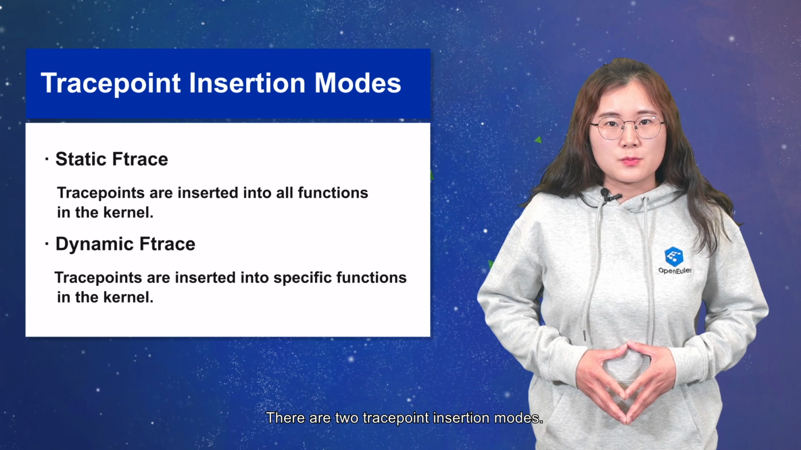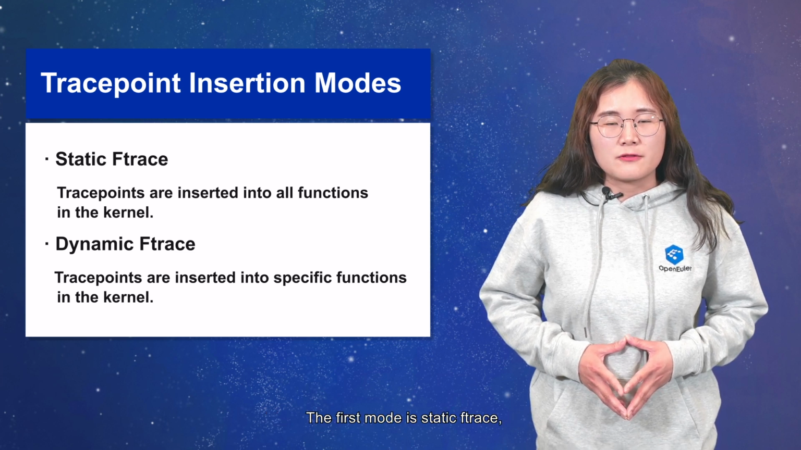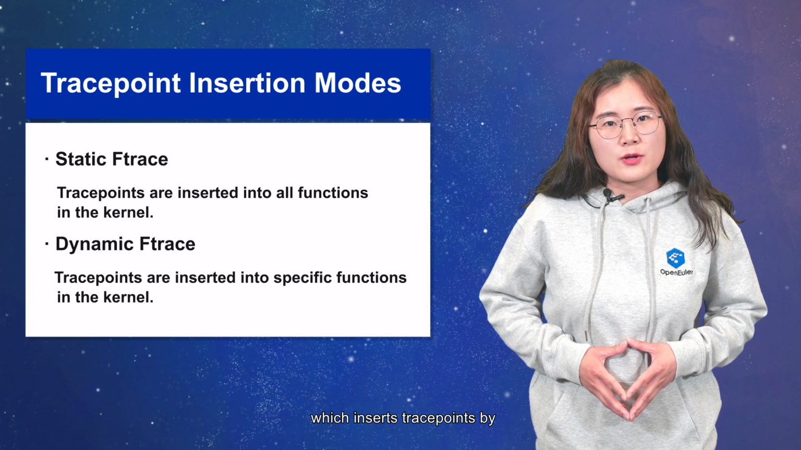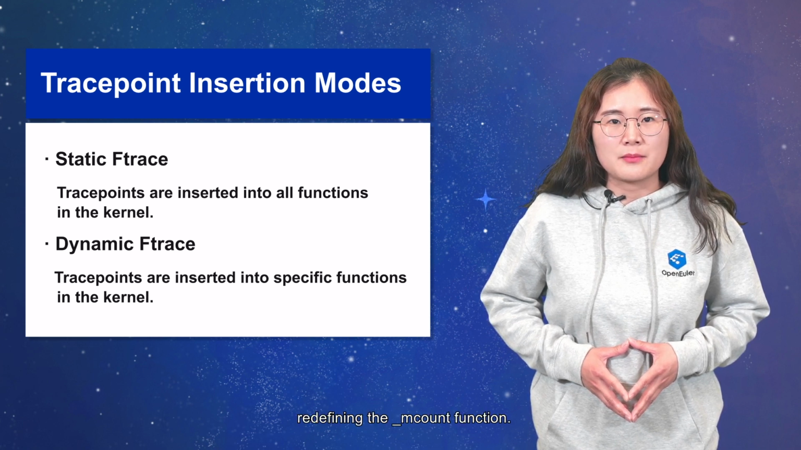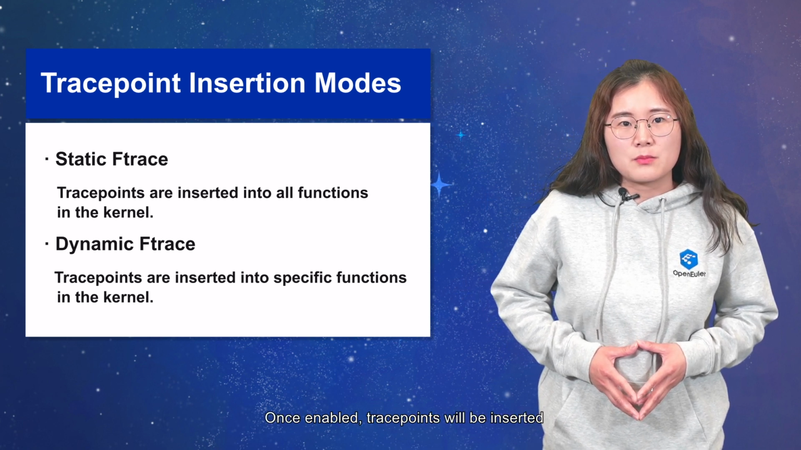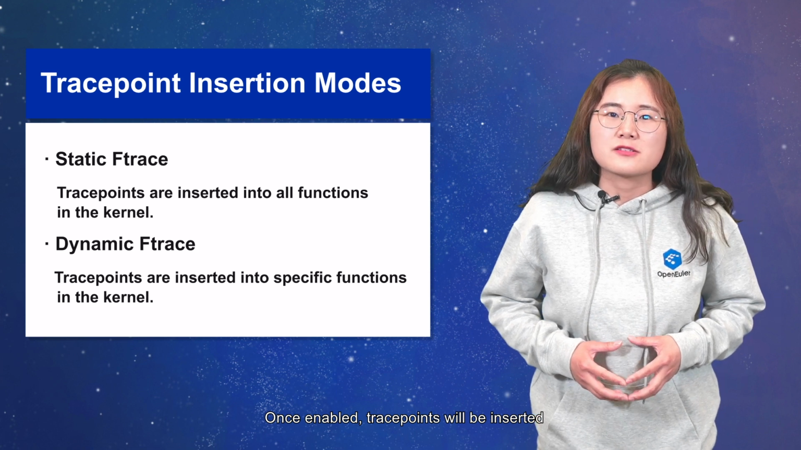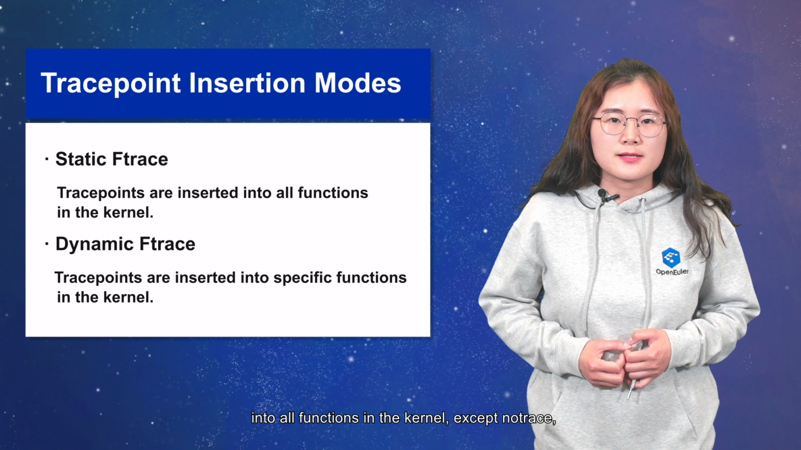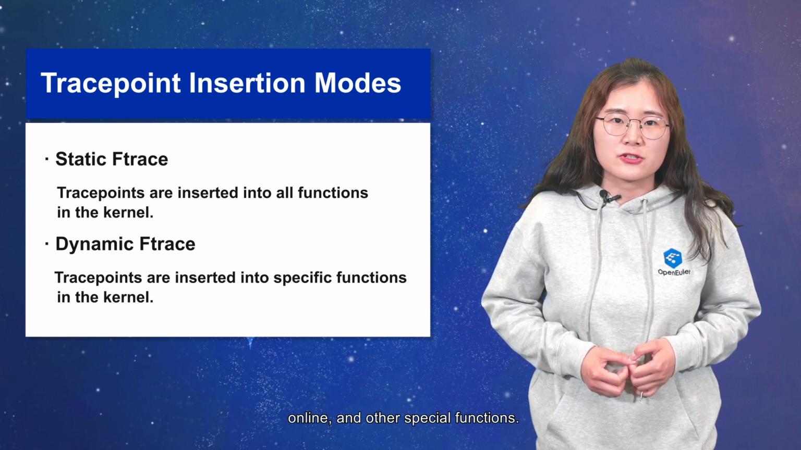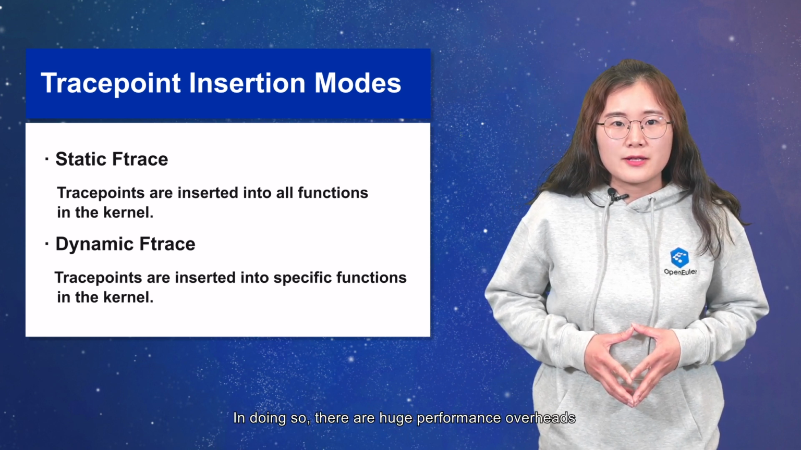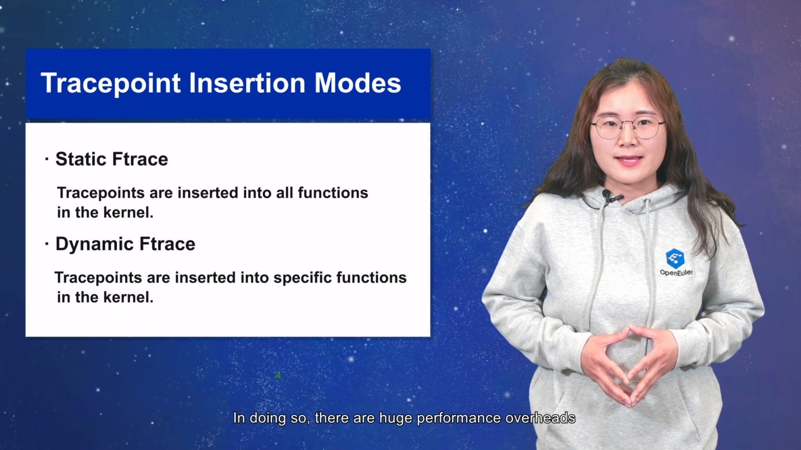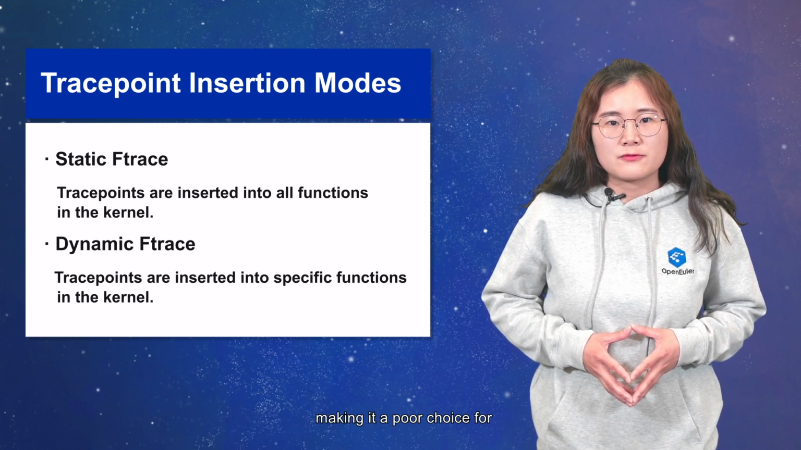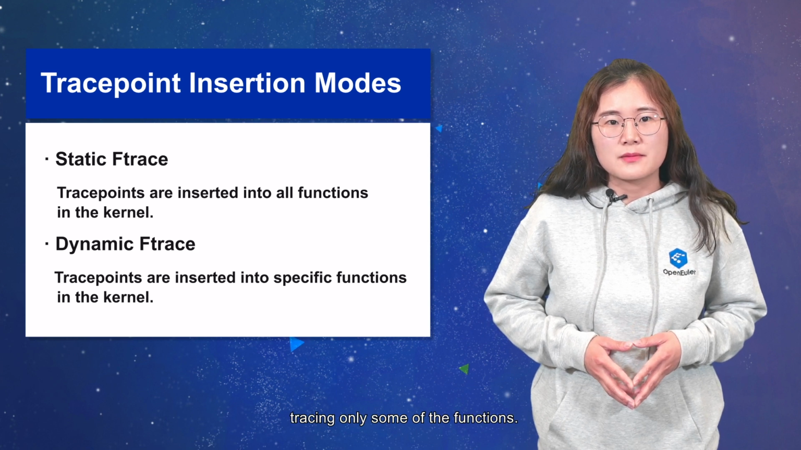There are 2 trace point insertion modes. The first mode is static Ftrace, which inserts trace points by redefining the mcount function. Once enabled, trace points will be inserted into all functions in the kernel, except notrace, inline, and other special functions. In doing so, there are huge performance overheads and a large number of logs, making it a poor choice for tracing only some of the functions.